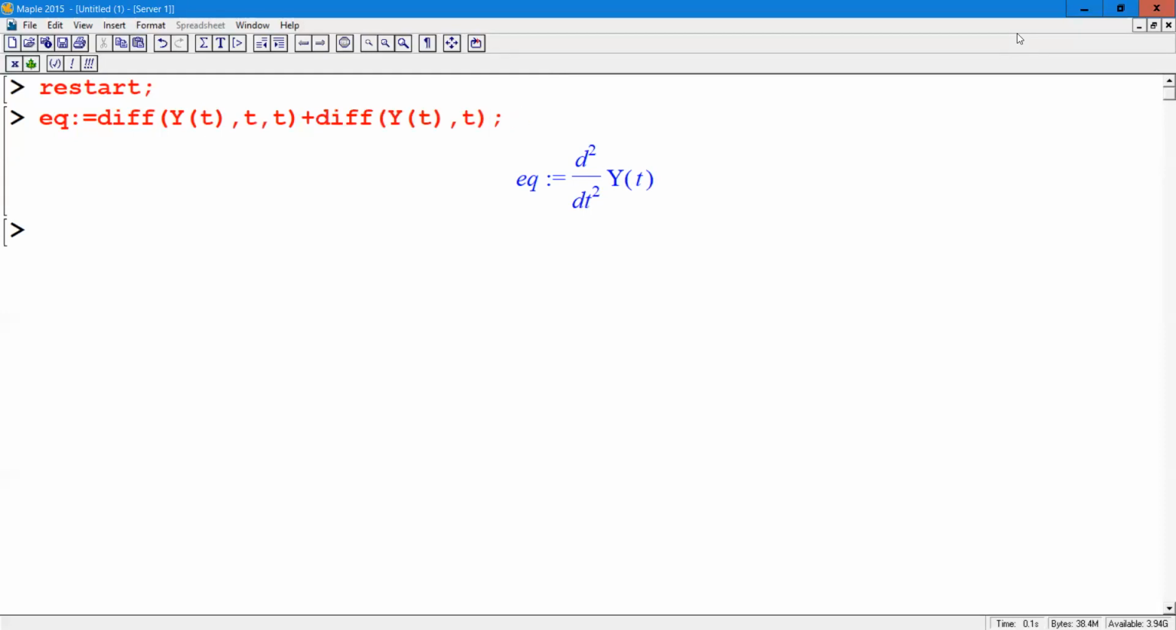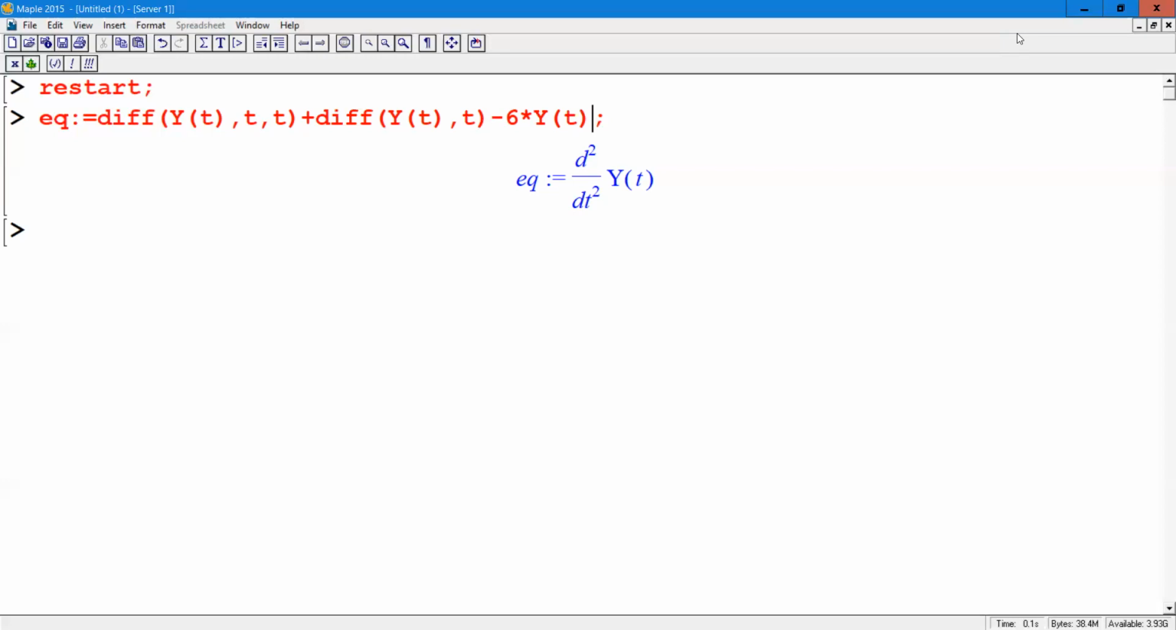and minus 6 times y(t). And the non-homogeneous term on the right hand side was 6t cubed minus 3t squared plus 12t.